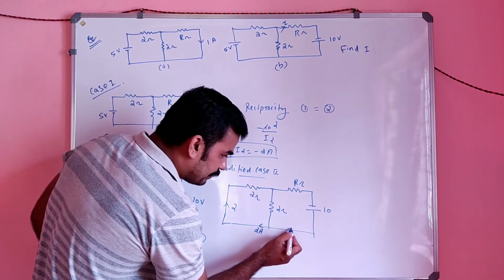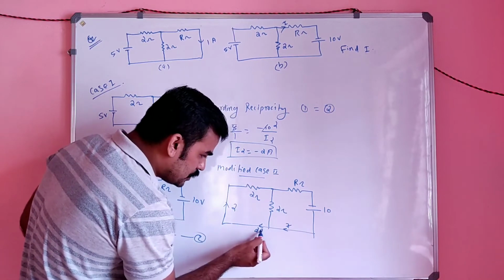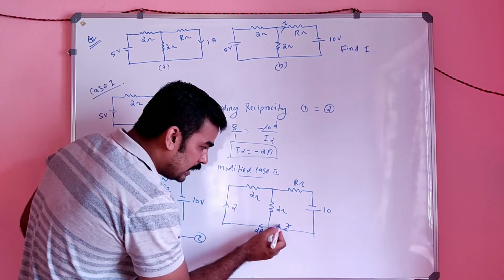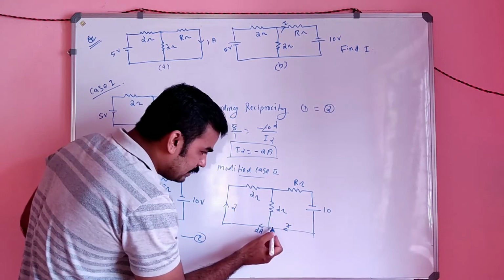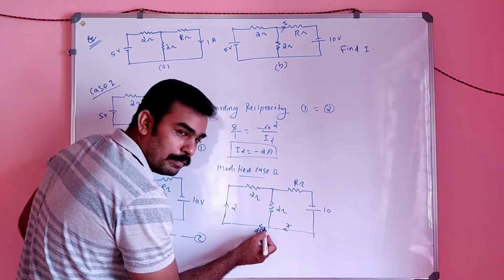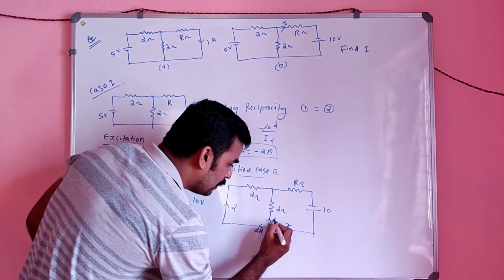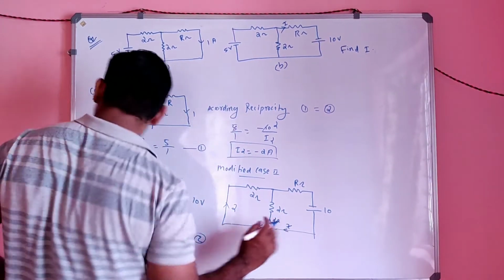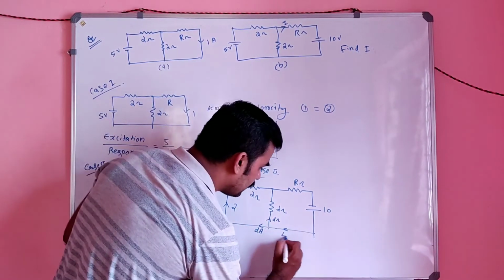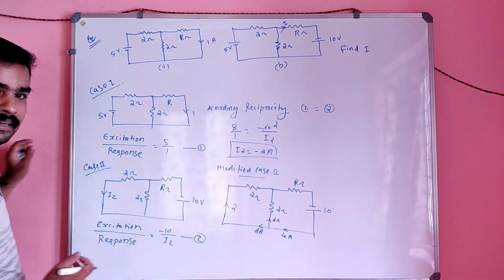If the current is 2 here, then it is flowing through the 2 ohm. This current is split up into 1 and 2. This is also 2 ohm, this is also 2 ohm. That means this current is also 2 ampere. Or this current will be what? Beta, it is 4 ampere.